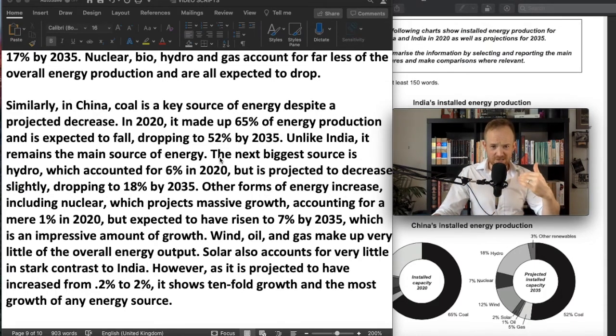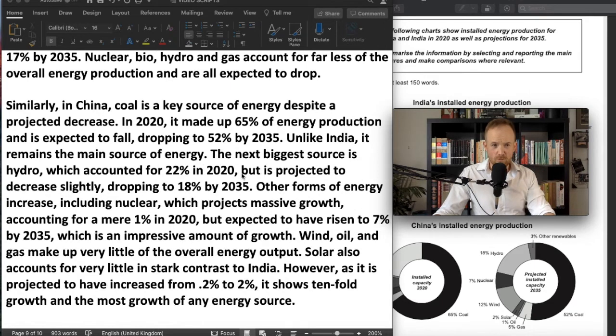The next biggest source is hydro, which accounted for 22% in 2020, but is projected to decrease slightly, dropping to 18% by 2035. So the second biggest one I've given a bit more detail with, and you're going to see some decreases here after that. Other forms of energy increase, including nuclear, which projects massive growth, accounting for a mere 1% in 2020, but expected to have risen 7% by 2035, which is an impressive amount of growth.